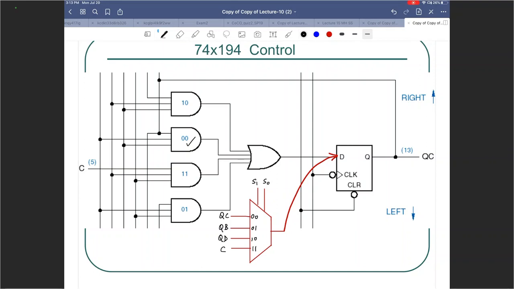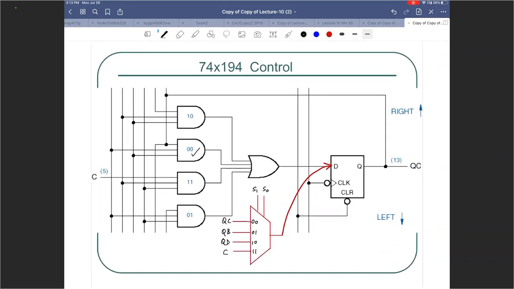So hold, left shift, right, hold, then we did right shift, then we did left shift, then we did new data.